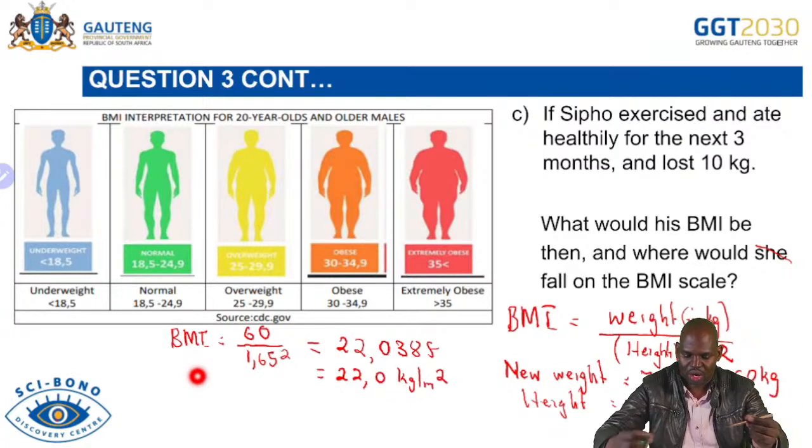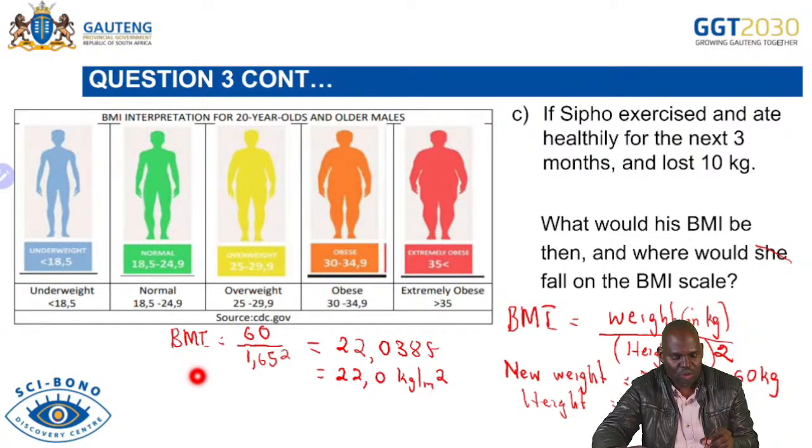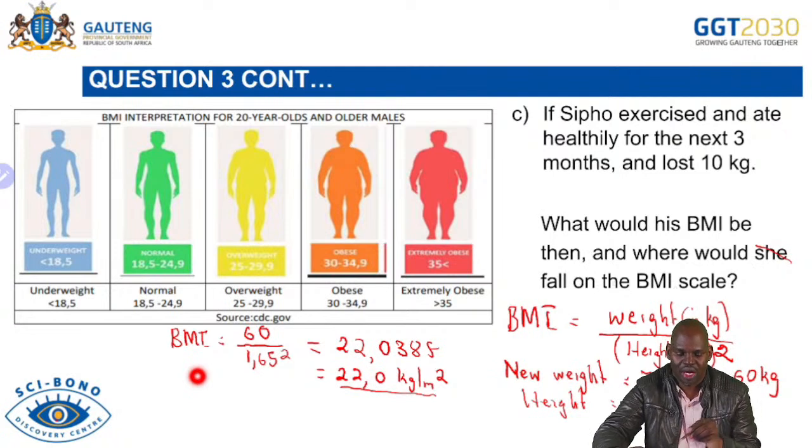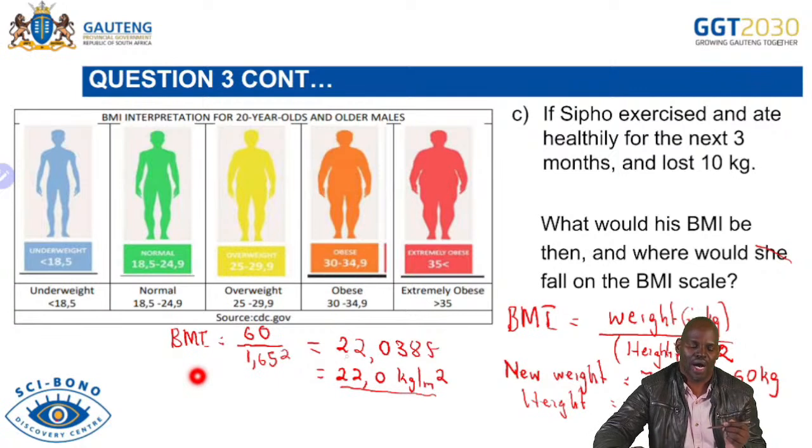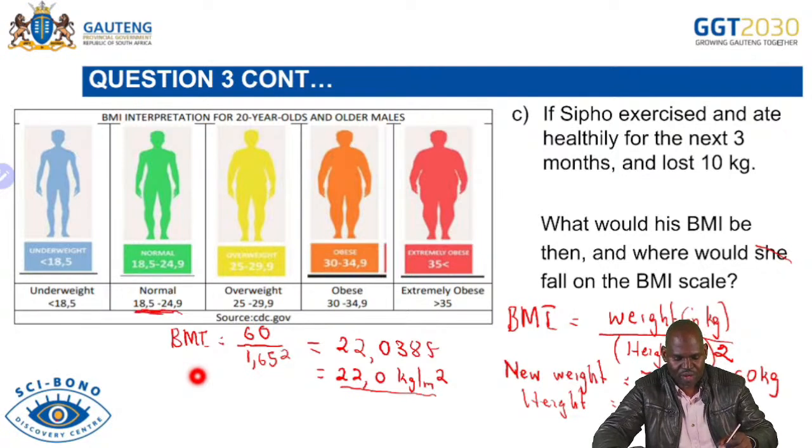Now we need to check. What would his BMI be then? So the BMI will be 22. And where would he fall on the BMI scale? Remember, there are two questions here. The first question, we had to calculate the BMI. Now we've got the BMI. Now we have to check. So 22 is now normal. So this will be normal.